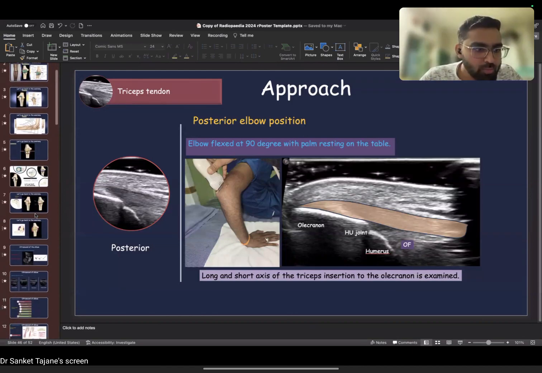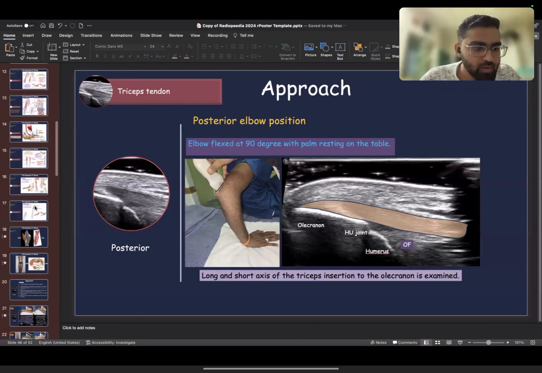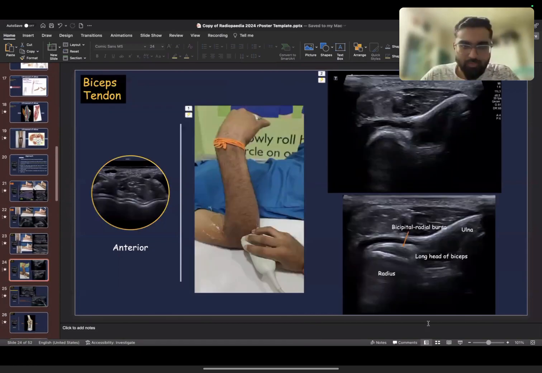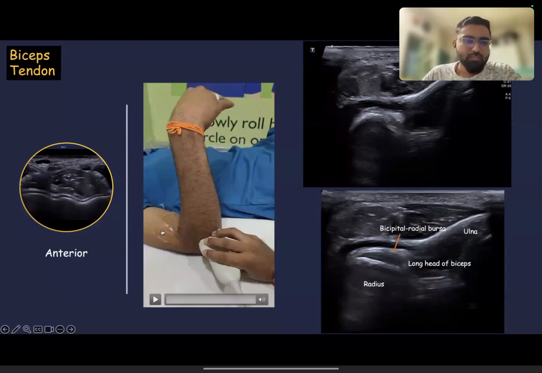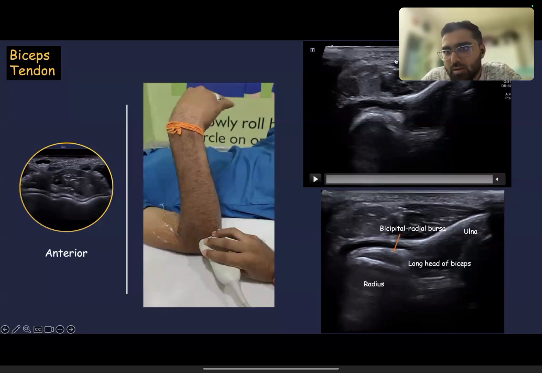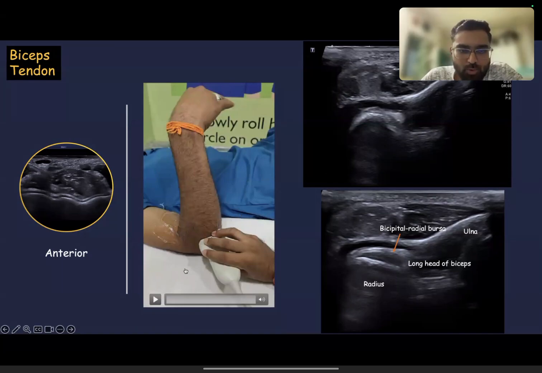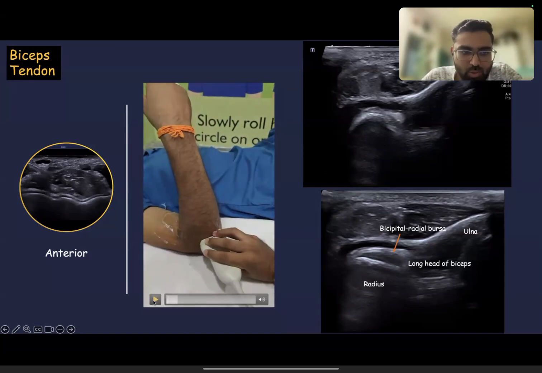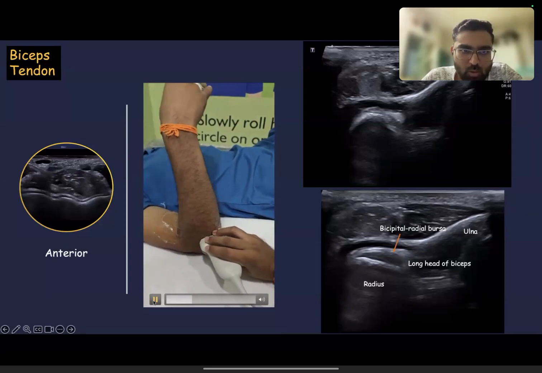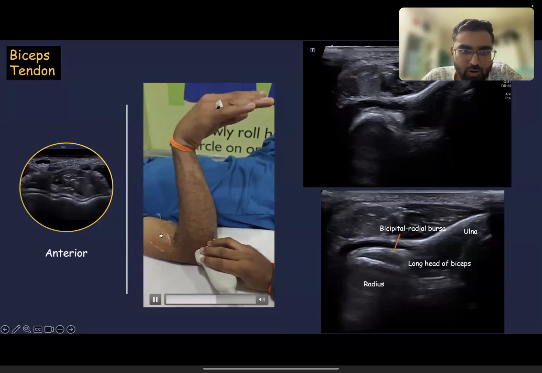I will show the cobra maneuver once again. Here, the patient is lying supine with the elbow in flexion, and we put our probe at the radial tuberosity from posteriorly, because your biceps tendon comes from anteriorly, goes down and attaches to the posterior aspect of the radial tuberosity. For that, we ask the patient to do the cobra position.